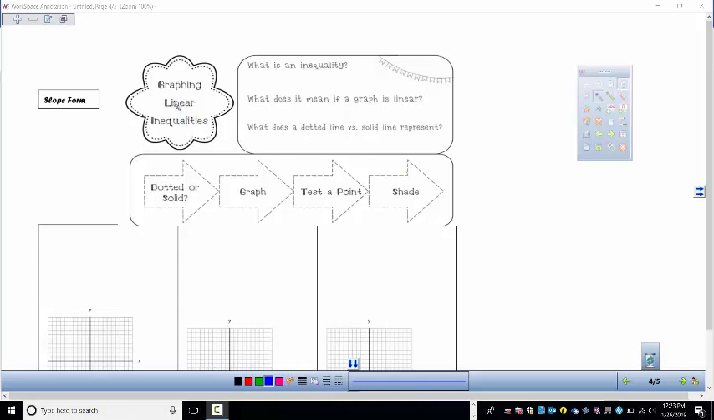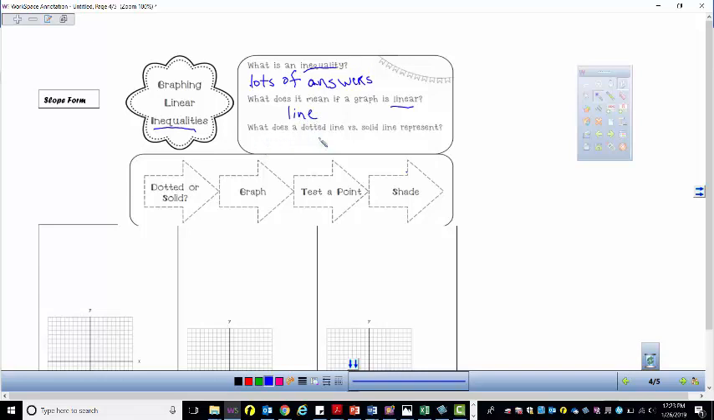So what we're going to do today, instead of graphing just lines, we're going to graph linear inequalities. An inequality is something that has more than one solution. So it has lots of solutions, lots of answers. It doesn't just have one line, it's going to have a whole bunch of answers. What does it mean if a graph is linear? Well, we know that linear means it's a line. And this last question is going to be a little bit new for us. What does a dotted line versus a solid line represent?